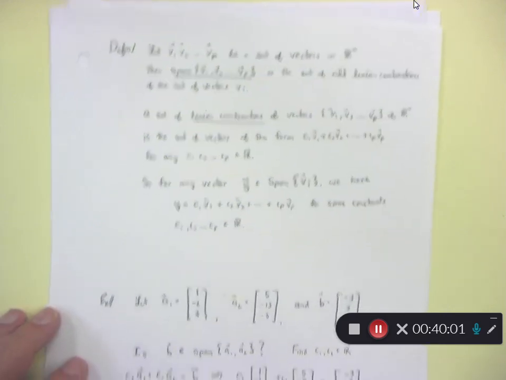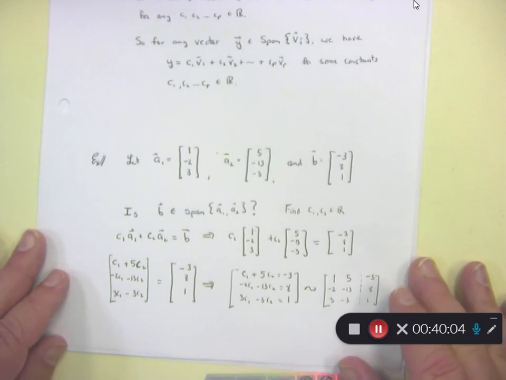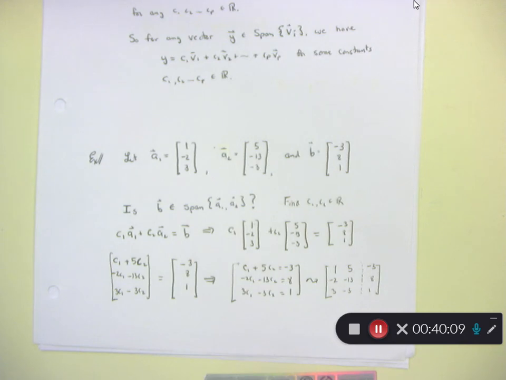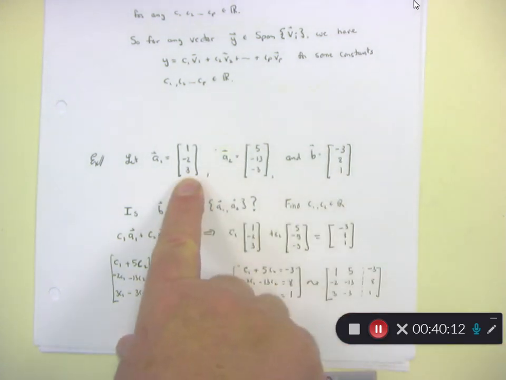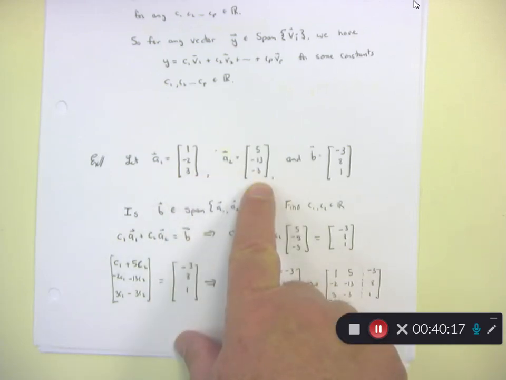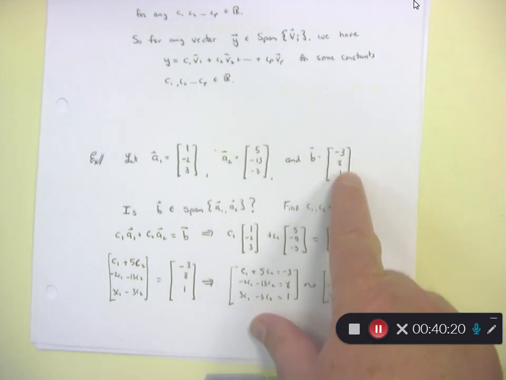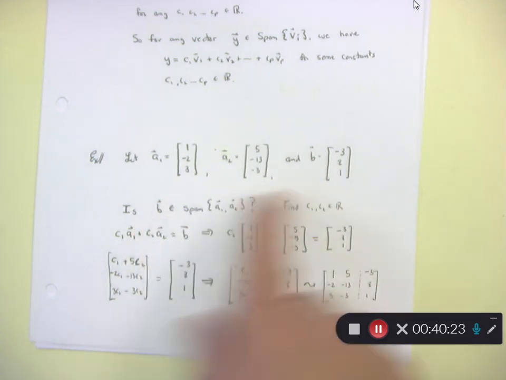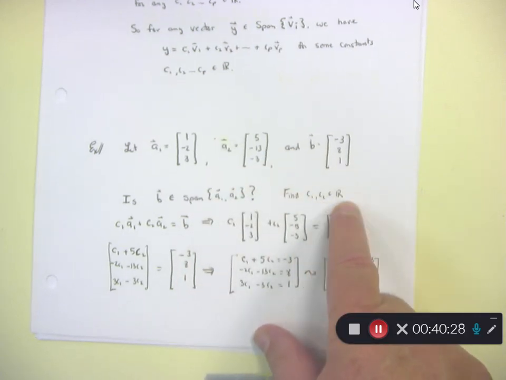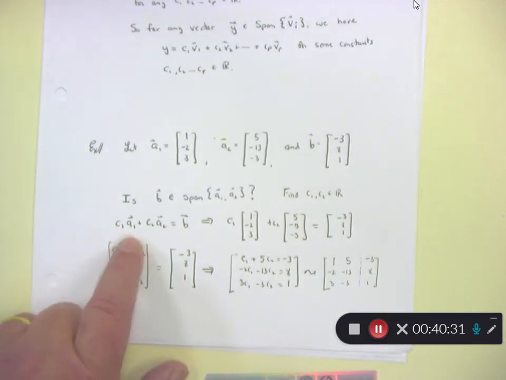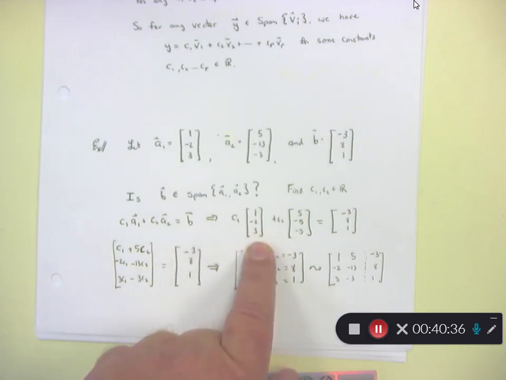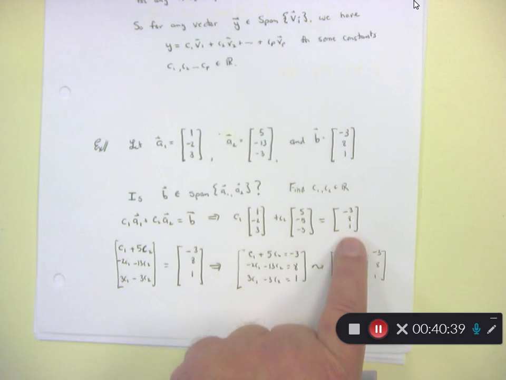So quickly, before I let you go, I did a quick example down here. Same thing as what I just did, but I made it higher dimension. This is 3-dimensional. A1 is 1, negative 2, 3. A2 is 5, negative 13, negative 3. And B is negative 3, 8, 1. Is this vector B in the span of these two vectors? We need to find a C1 and C2 in R that will make C1 times A1 plus C2 times A2 equal to B.